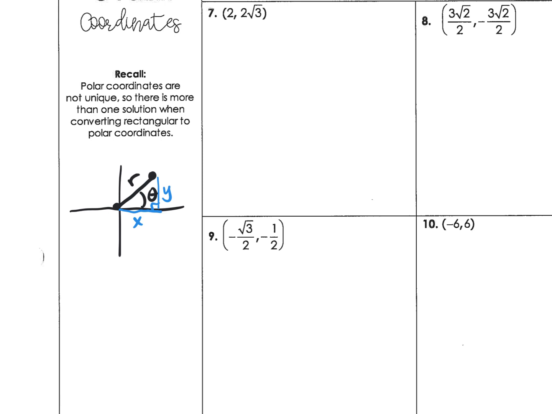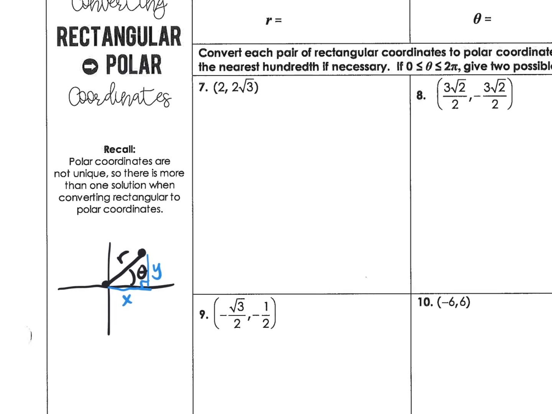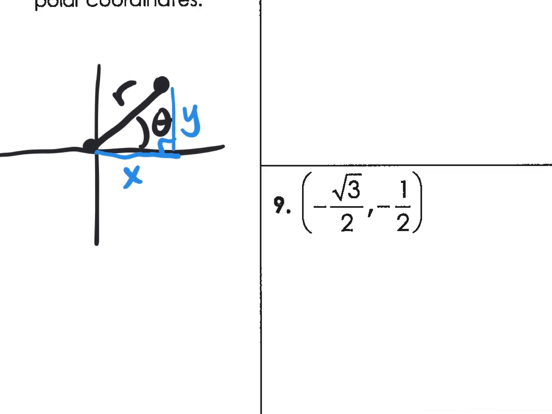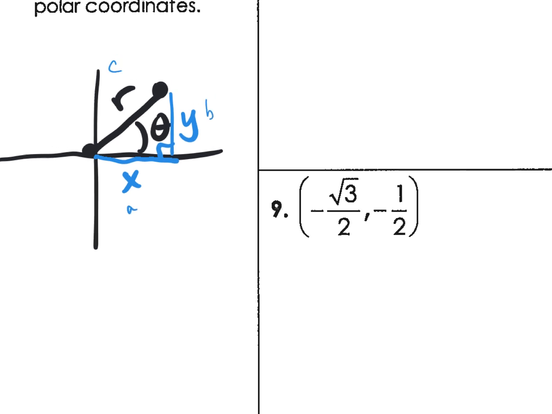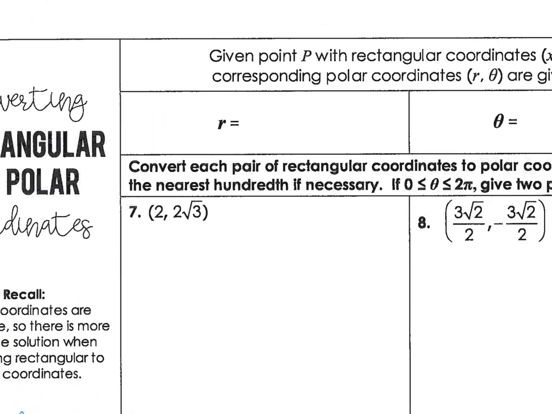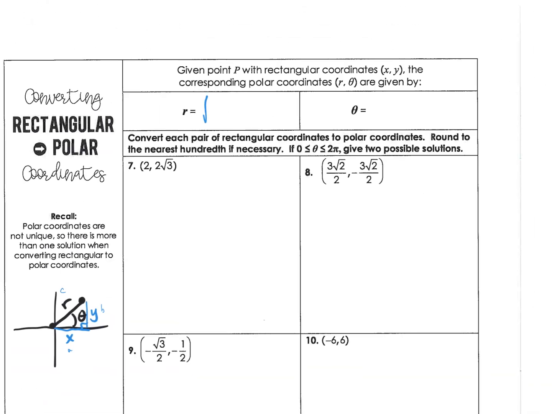The Pythagorean theorem gives us r. In a right triangle, wouldn't it be a squared plus b squared equals c squared? Well, this is our c, and this is our a, and this is our b. So what we get here is we get r is equal to the square root of x squared plus y squared.